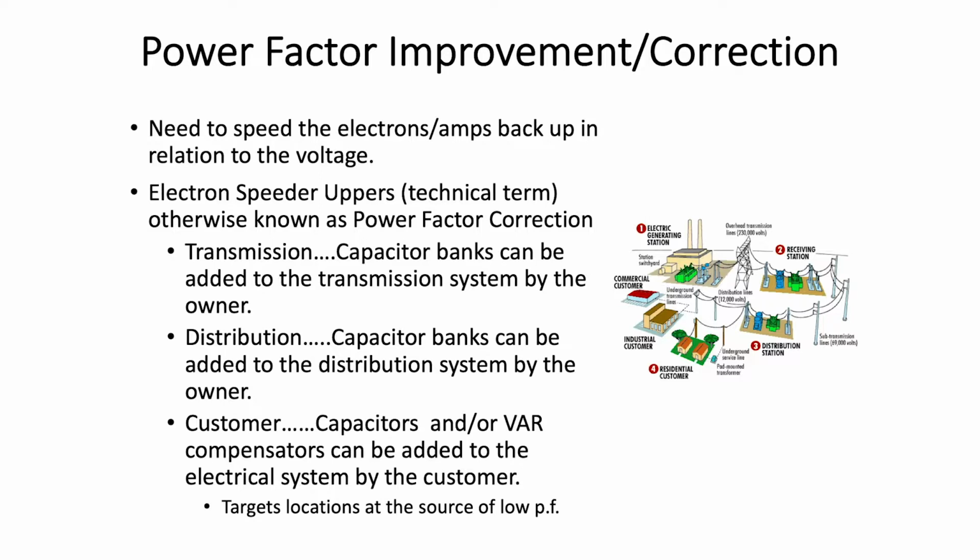Co-ops can put capacitor banks on their distribution system, and many do, to correct for part of the variations. It's not uncommon to see a residential subdivision that has a capacitor bank going into that subdivision to correct for all the residential homes. Capacitors and/or VAR compensators can be added to the electrical system by the customer, and that targets the location of the source of that low power factor equipment.